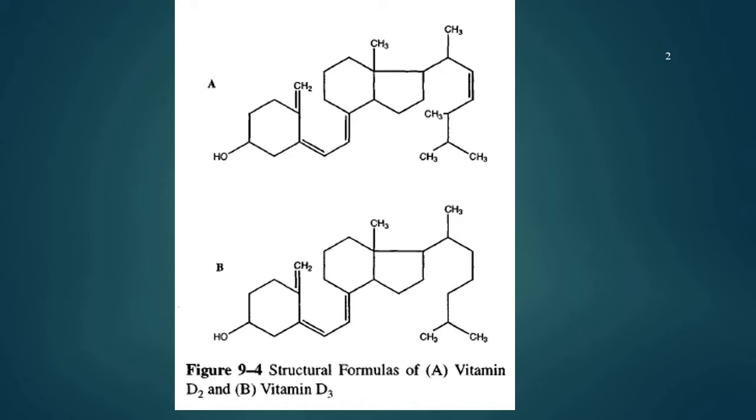This is the structure of vitamin D. A here is the structural formula of vitamin D2 and B here is the structural formula of vitamin D3. And if you notice, the structure of this vitamin makes it soluble in fats.